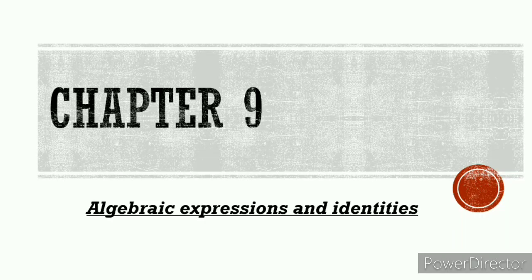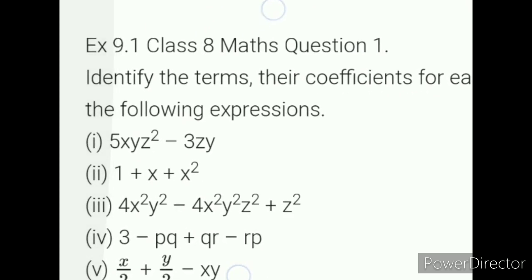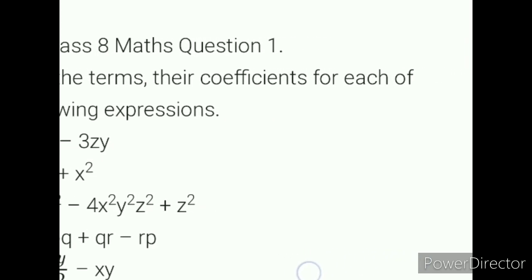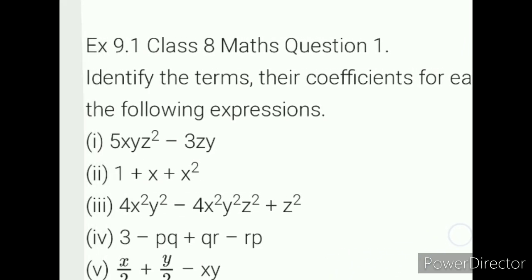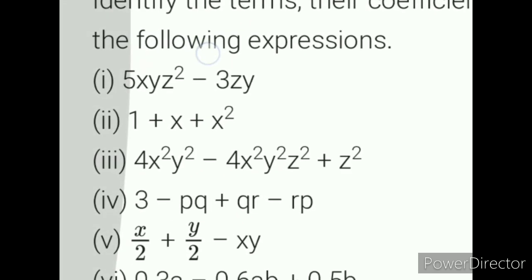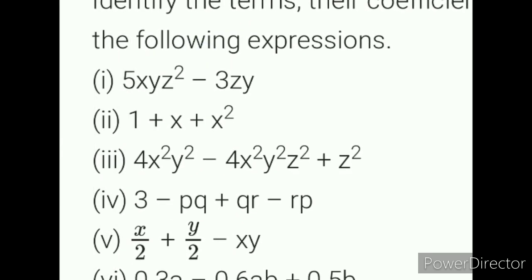Good morning, students. Today we discuss the exercise part of chapter 9, algebraic expressions and identities. In the first exercise, question 1, identify the terms and their coefficients for each of the following expressions. There are 6 expressions. You should find the terms and their coefficients.